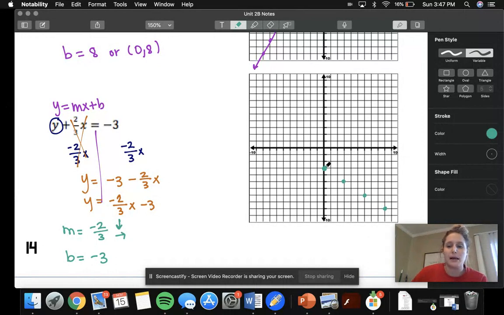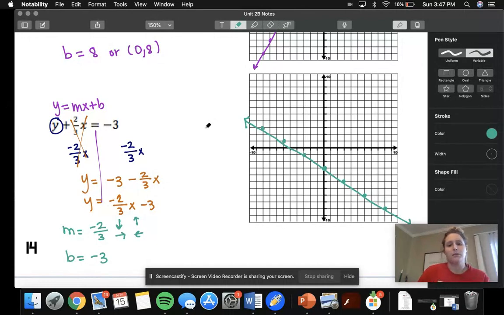Then I'm going to go back to the beginning and follow the pattern backwards. So instead of going down right, I'm going to go up left. Up 2, left 3, up 2, left 3. Again, I'm still just following the same pattern. I'm still creating that line all the way across.